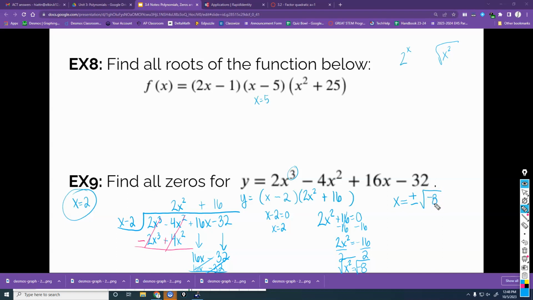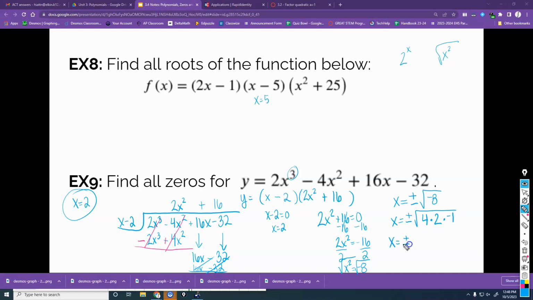They're probably not going to write it like that. There's going to be an i. So we're going to break this down. Will 8 break down? Is there a perfect square that will go into 8? 4. So I could do 4 times 2 and then times that negative 1, right?